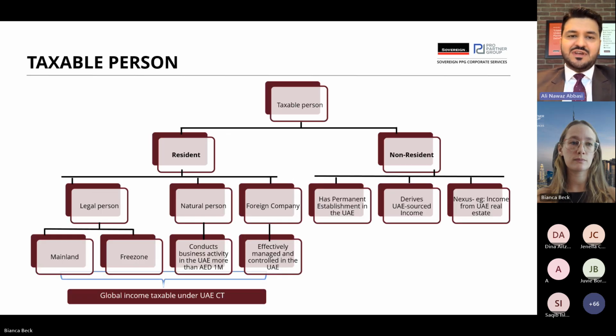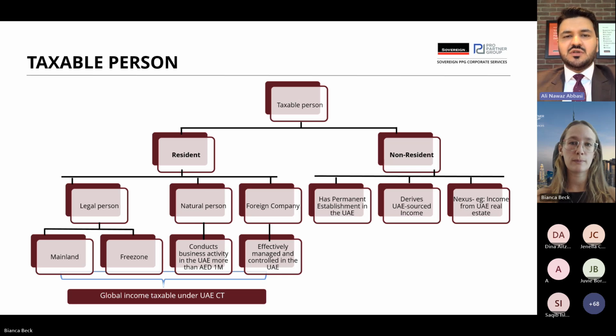Okay, so who is a taxable person? A taxable person could be a resident person or a non-resident person. A non-resident person becomes a taxable person when either they have a permanent establishment in UAE or they derive state-sourced income, or they have nexus in UAE, for example, property from which they are earning income.